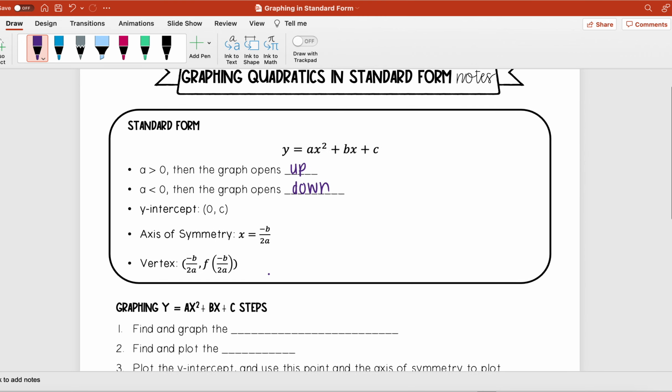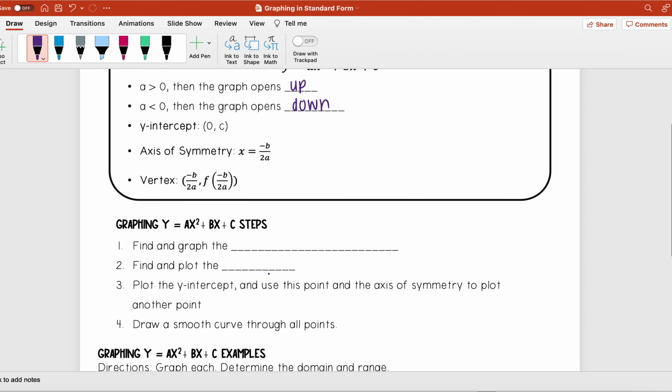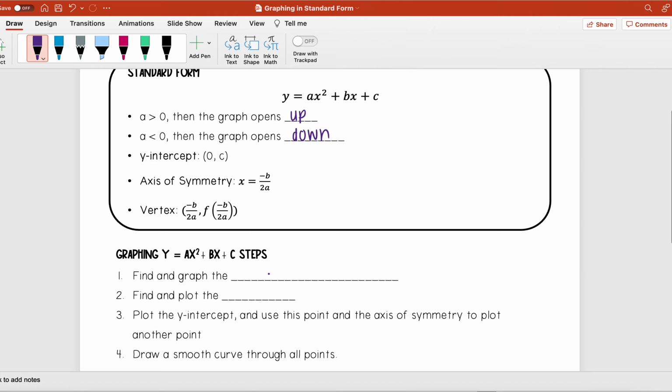And so when we are graphing these, we're going to follow some steps. First, we're going to find and graph the axis of symmetry, or AOS for short. And we're going to make this a dashed line. And you'll see why we want that in a second.